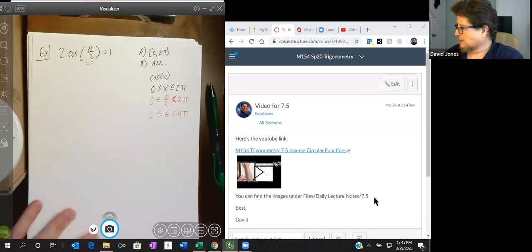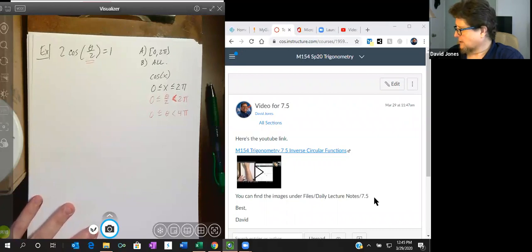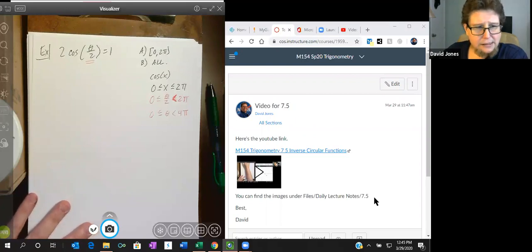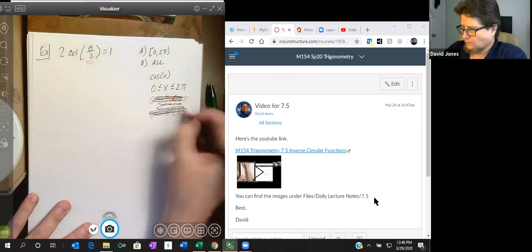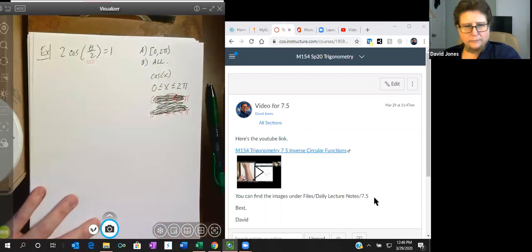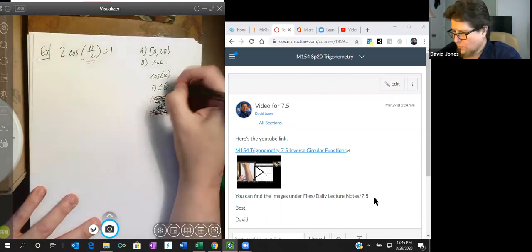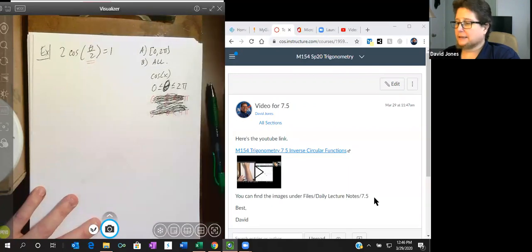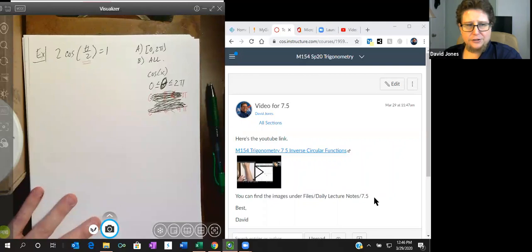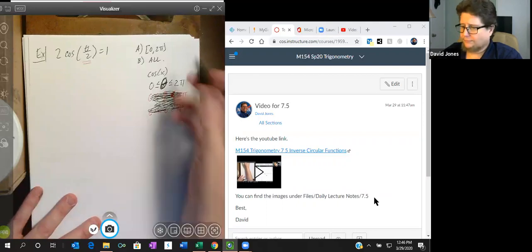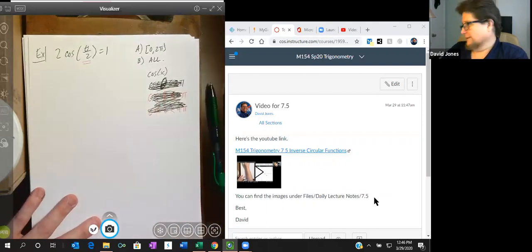So let's see. Wait, something's not right. I'm saying this wrong. Let's try that again. I want 0 is less than theta is less than 2 pi. But that half angle is screwing things up. All right, let's start this over.